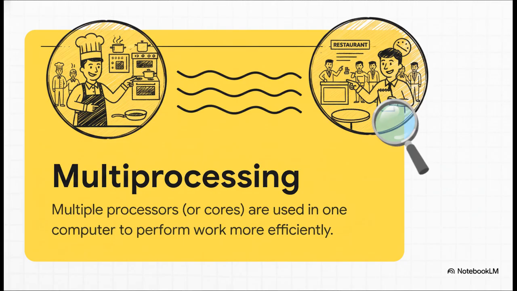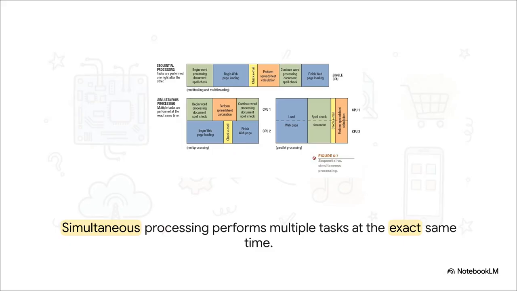Well, that's where multiprocessing comes in. This is a total game changer. It's like hiring a second manager for the restaurant. Now, one can handle everything in the kitchen while the other focuses on the dining room, both working at the exact same instant. And trust me, the difference this makes is absolutely massive.